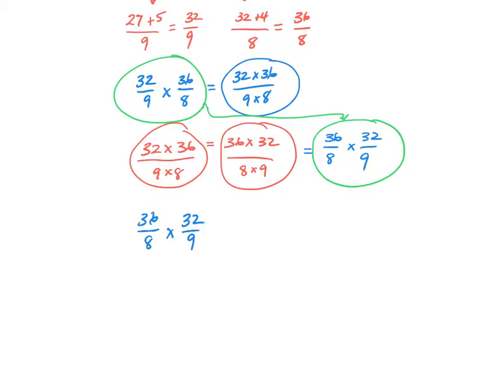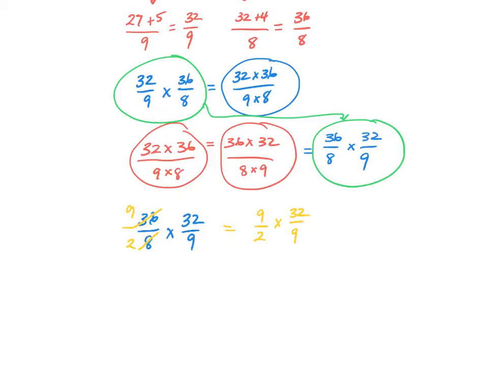You can probably see how my first fraction here, 36 over 8, I can simplify. I can pull out a 4 from the numerator and a 4 from the denominator. So my numerator will become 9, because 9 times 4 is 36. And my denominator will become 2, because 2 times 4 equals 8. So I have a new fraction of 9 over 2. So this becomes my new problem now, 9 over 2 times 32 over 9.